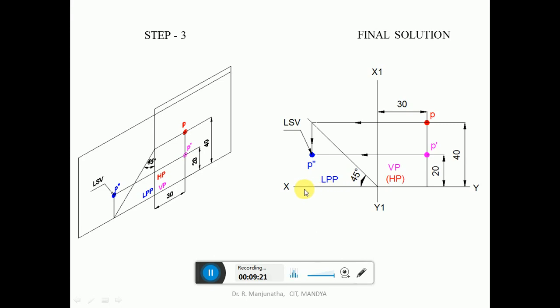I will explain the procedure to draw the final solution in the sketchbook. First we draw the XY line and the X1Y1 line and mark XY and X1Y1 as shown. Since it is LPP, write LPP to the left side of X1Y1 and VP adjacent to LPP, and then HP is the one which has been rotated, so you write it in brackets. Then the distance with respect to the profile plane is seen in both VP and HP. So from the X1Y1 line you measure 30 mm in VP and also in HP.